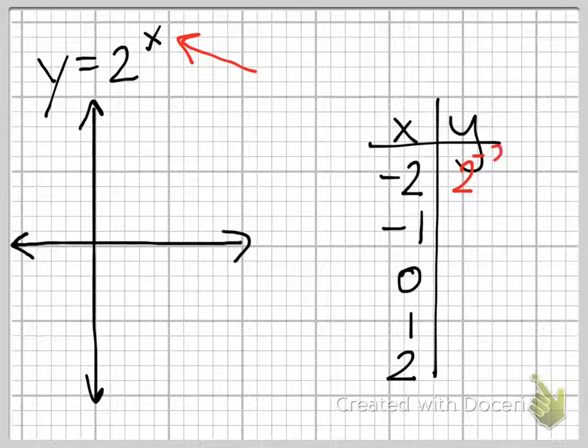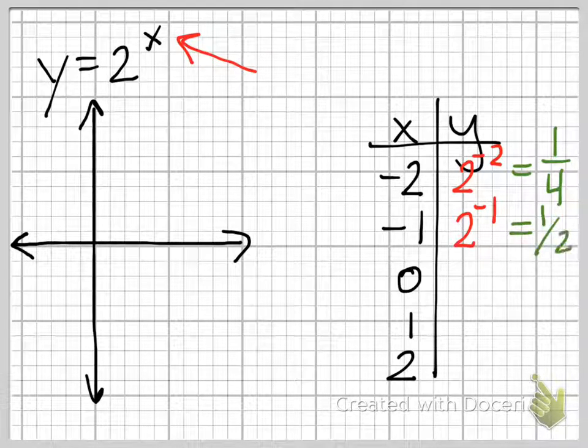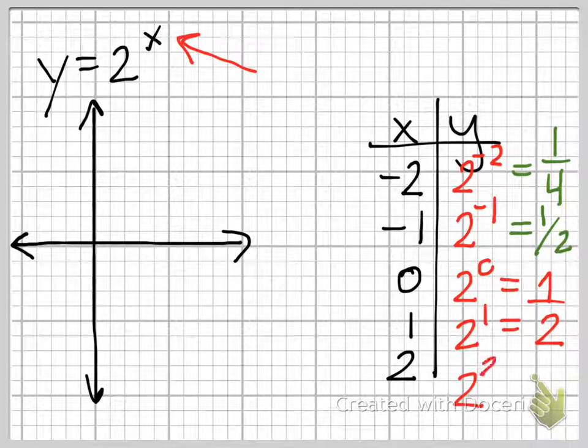So we have 2 to the -2. If you remember your exponent laws, that means that you actually have 1 over 2 squared, which is 1 over 4. That's what we're going to graph. 2 to the -1, if you remember your exponent laws, is actually 1 over 2 to the first. 2 to the 0. Anything to the 0 is 1. That's still the case. Anything to the 0 is 1. And then 2 to the first is 2, and 2 squared is 4.